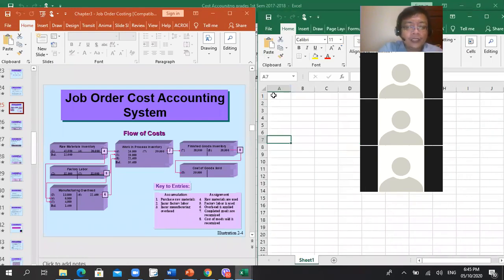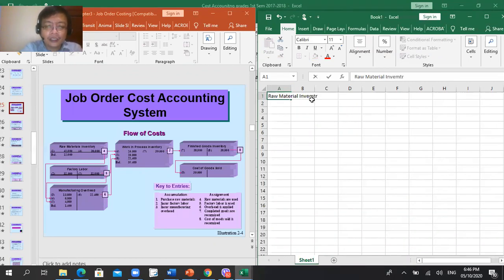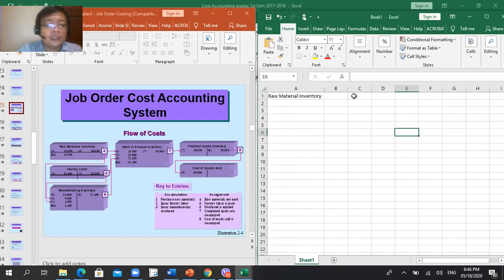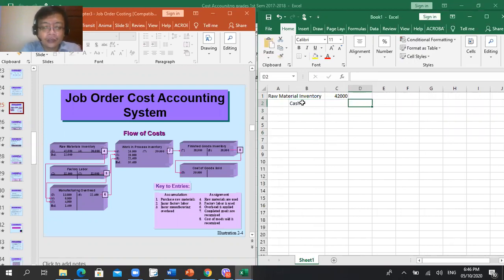Alright, sige. Number 1 is you purchase raw material. What is the entry for number 1? If you purchase your inventory, the entry is debit raw materials inventory. How much? 42,000. Raw materials inventory debit, which is 42,000. And your credit here, let's say cash. And credit cash worth 42,000.